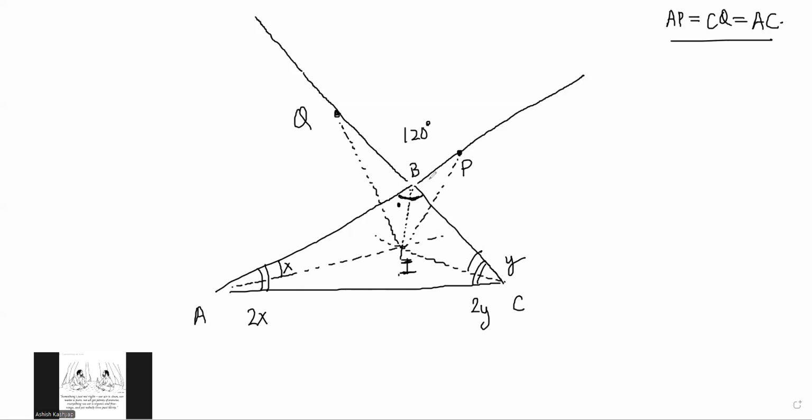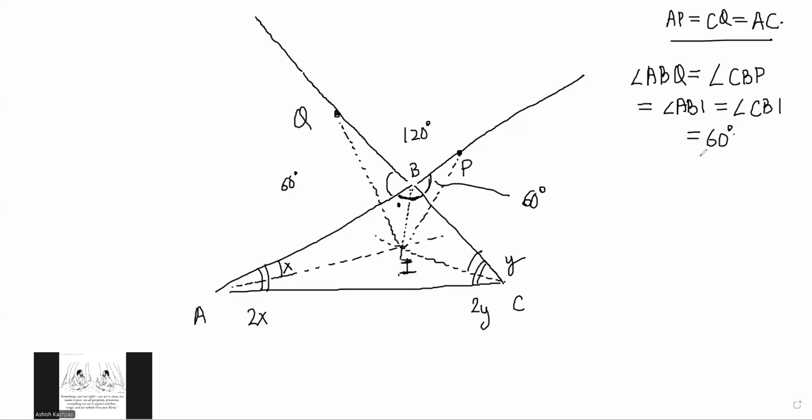CBP, this angle is also 60, by the way. And that is also 60, angle QBA. So basically, there are four angles that are 60. We know angle ABQ is equal to angle CBP is equal to angle ABI and CBI, which is equal to 60.